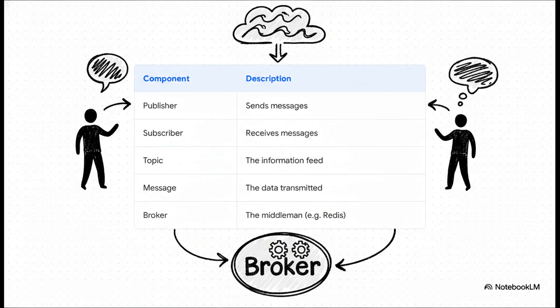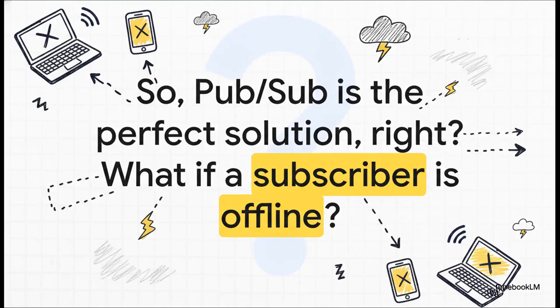But the real magic is the broker. In our case, that's the Redis server, acting as the central traffic cop, making sure messages get from the right publishers to the right subscribers. It seems so simple, clean, and efficient. And this is the first and maybe the most critical question that those simple tutorials just seem to gloss over.